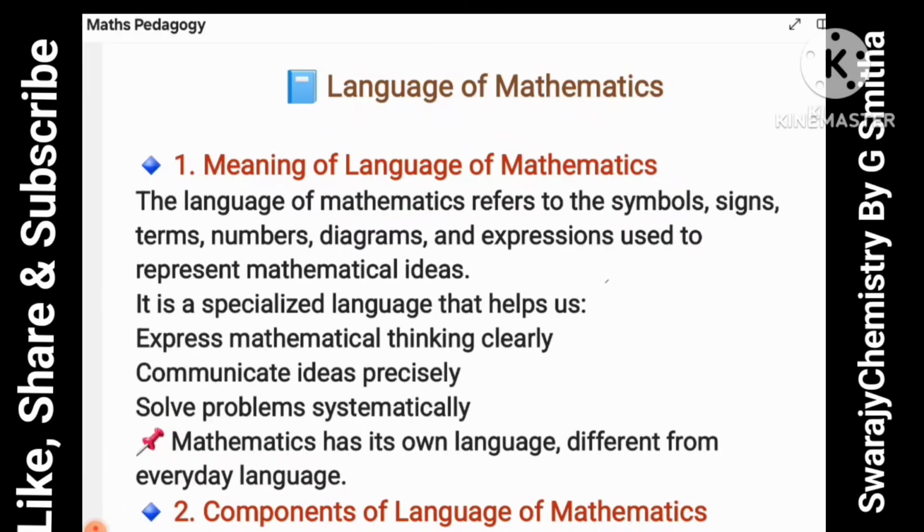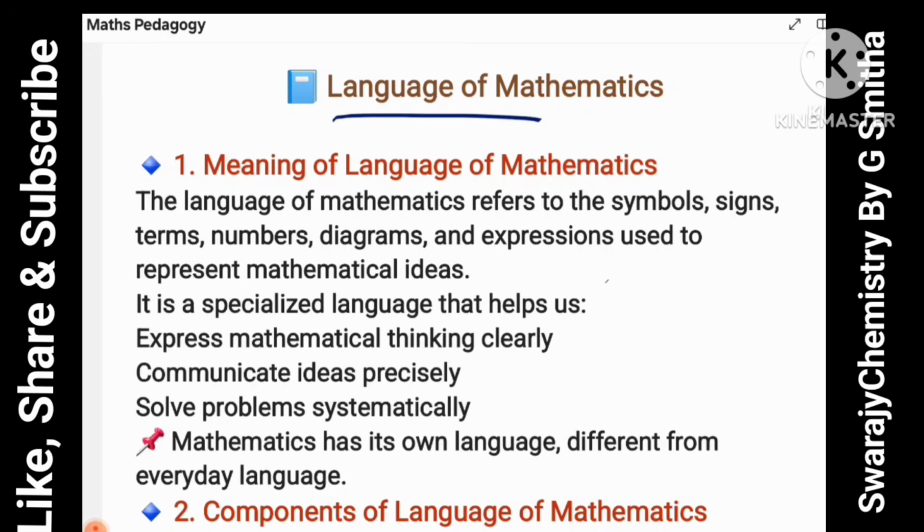In the previous video, we have clearly understood the place and importance of mathematics in the school curriculum. We saw why mathematics is given a central position at all levels of education. Now the next important question is, how do we understand mathematics? How do we express mathematical ideas? To answer this, let us move to our next important topic, language of mathematics.